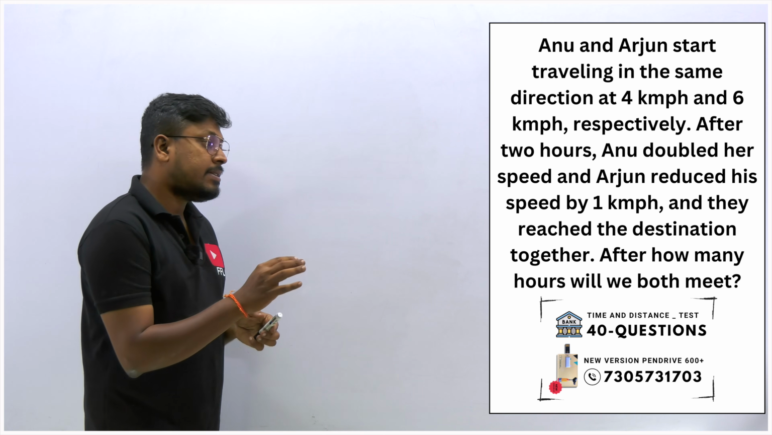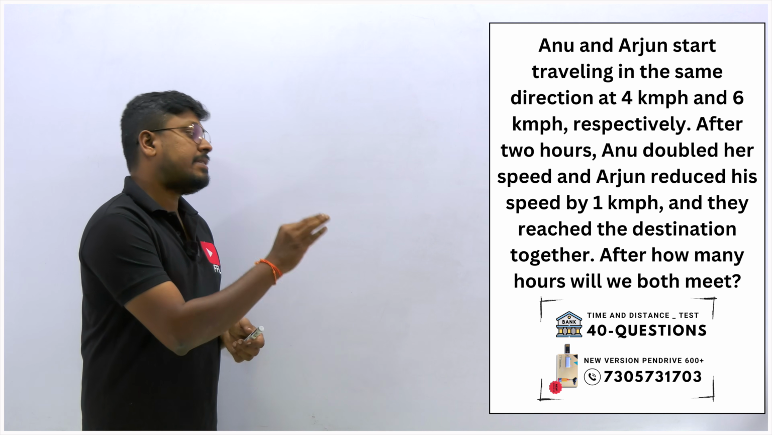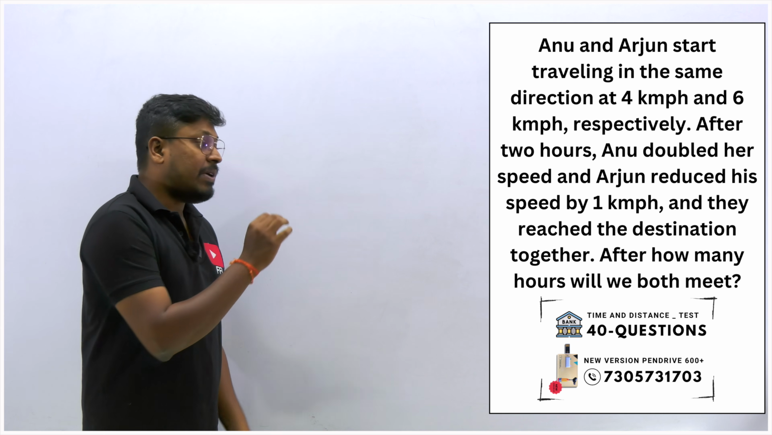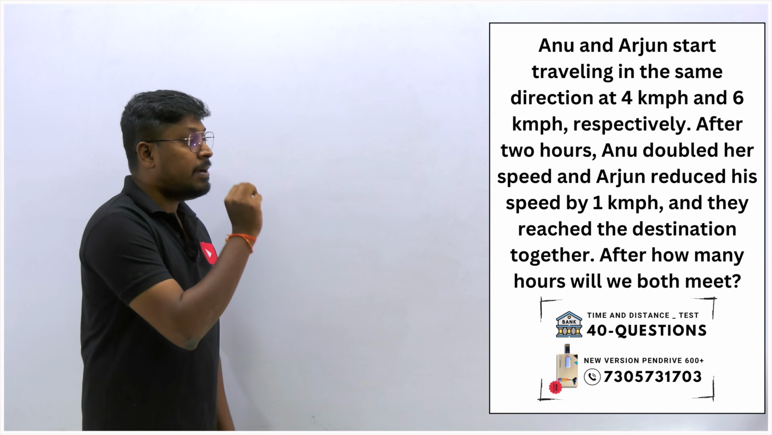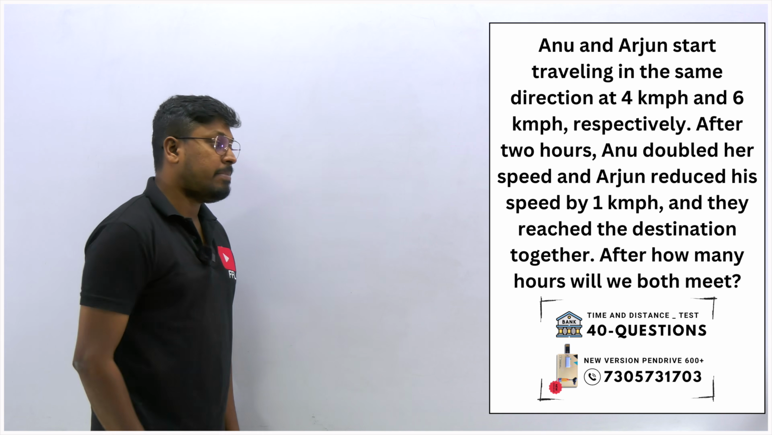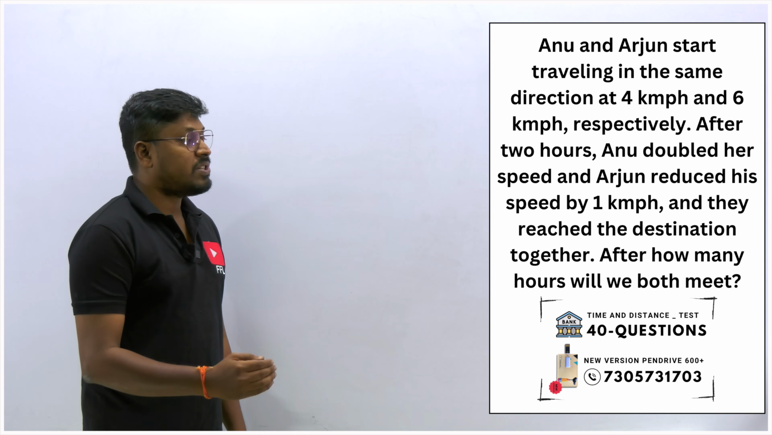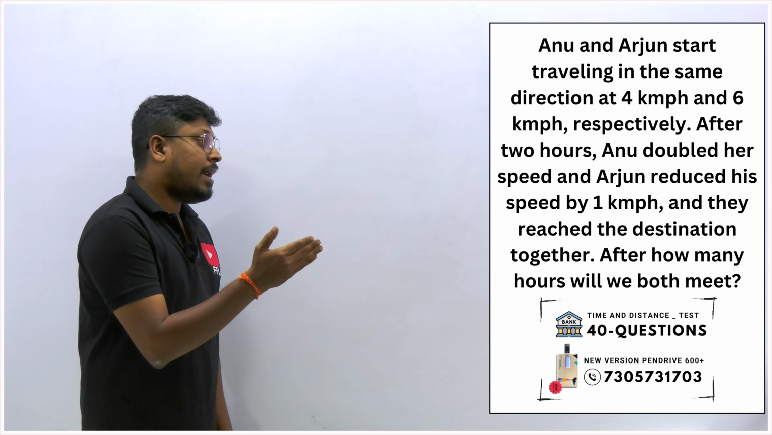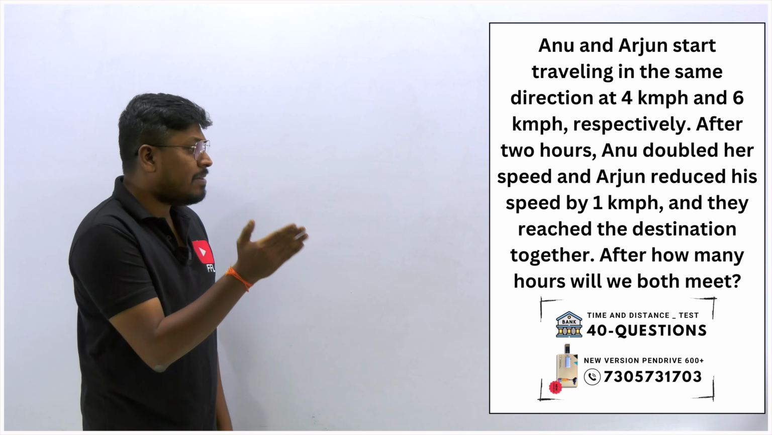Question number 2. Anu and Arjun started traveling the same distance at 4 km per hour and 6 km per hour respectively. After 2 hours, Anu doubled her speed and Arjun reduced his speed by 1 km per hour, and they reached the destination together. After how many hours will they meet?